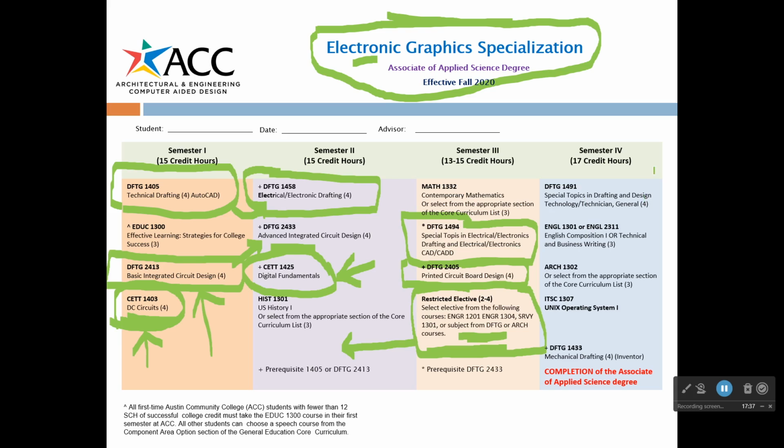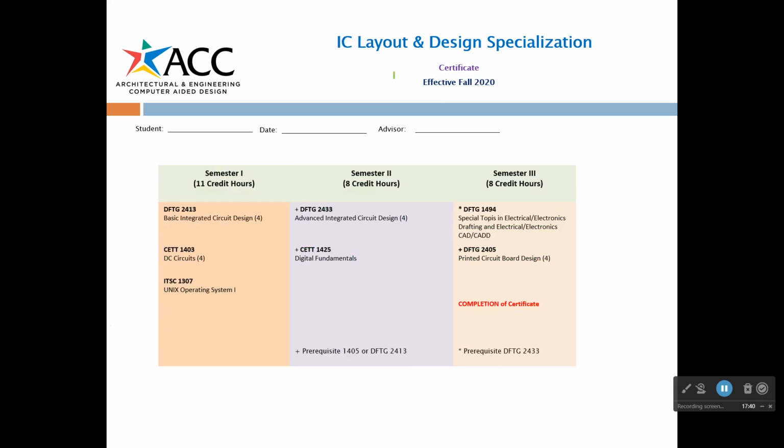All right. Now, the IC Layout and Design certificate, again, you should get it before you get the Electronic CAD AAS degree. And all of the courses in this certificate are required in the Electronic CAD AAS degree. So we recommend getting this first.